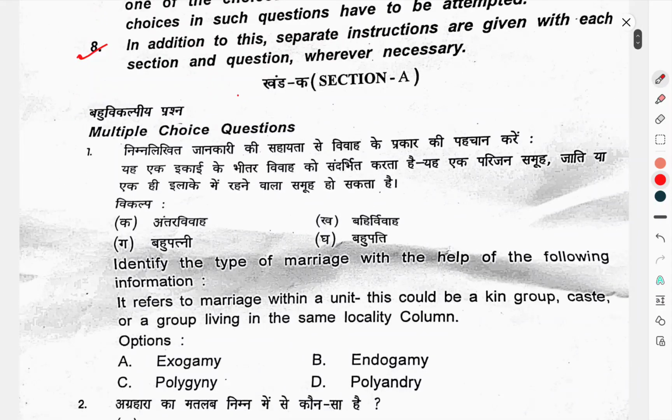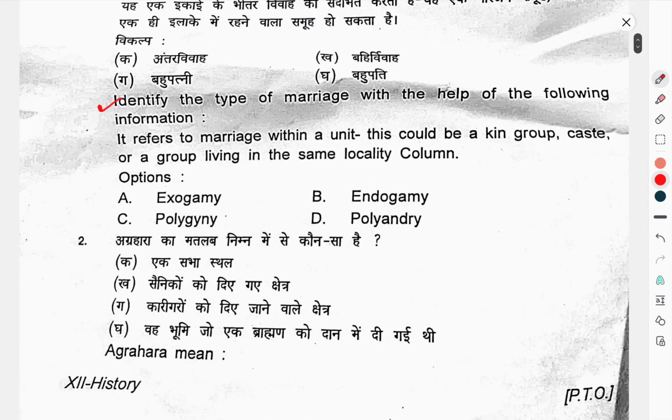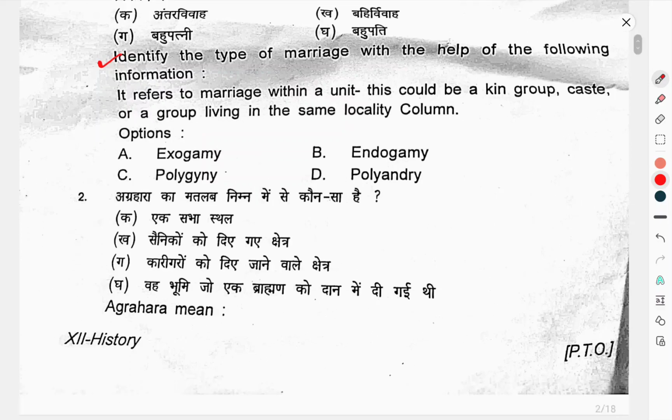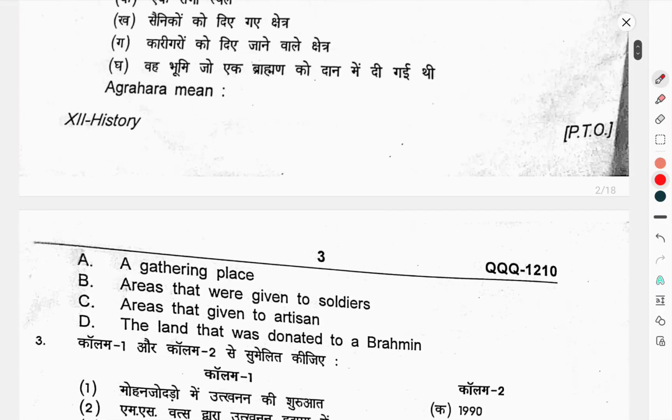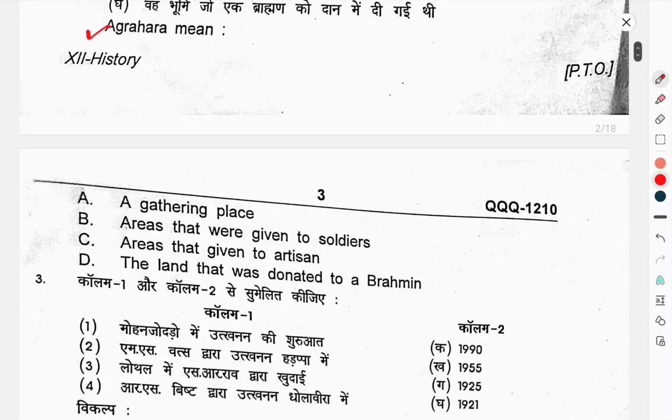Now we have come to Section A, multiple choice questions. Identify the type of marriage with the help of the following information. It refers to the marriage within the unit. This could be a kin group, caste or group living in the same locality. You have to tell which option is correct. Let's come to question 2. What does Agrahara mean?